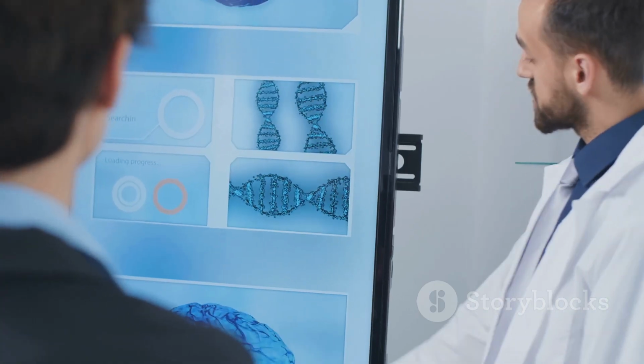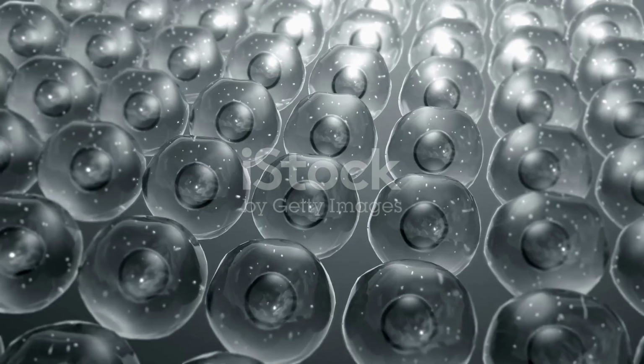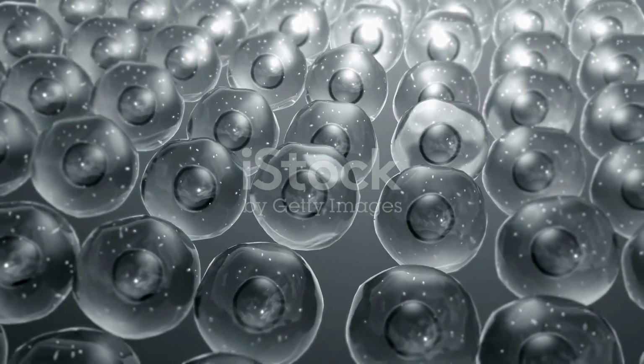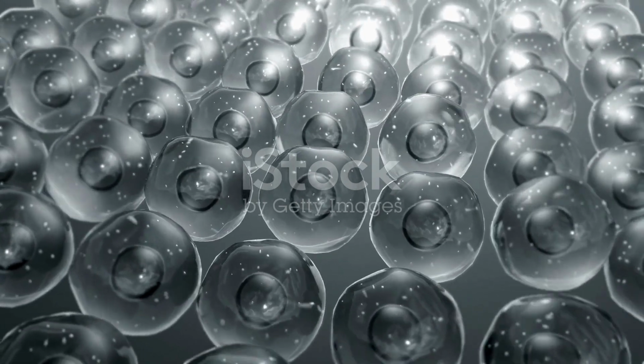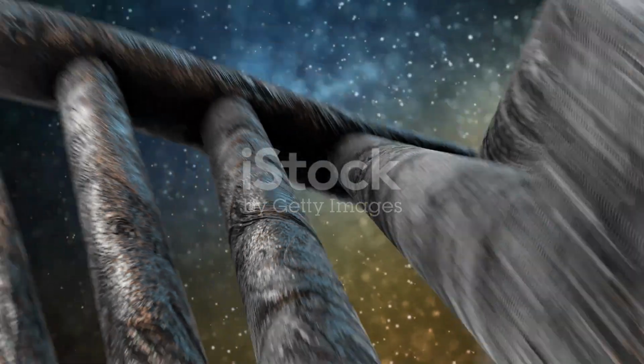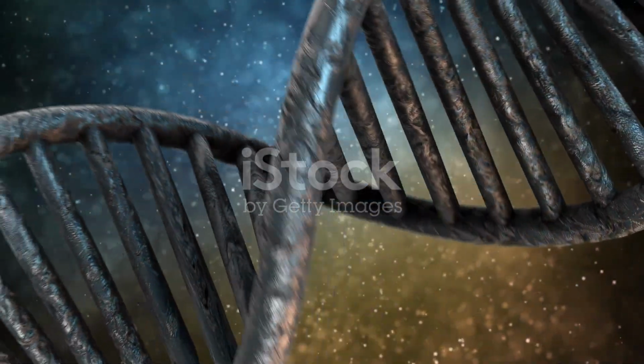In conclusion, biomolecules are essential for life. They are involved in every aspect of cellular function, from energy production to genetic inheritance. Understanding the structure and function of biomolecules is crucial for understanding how living organisms work.